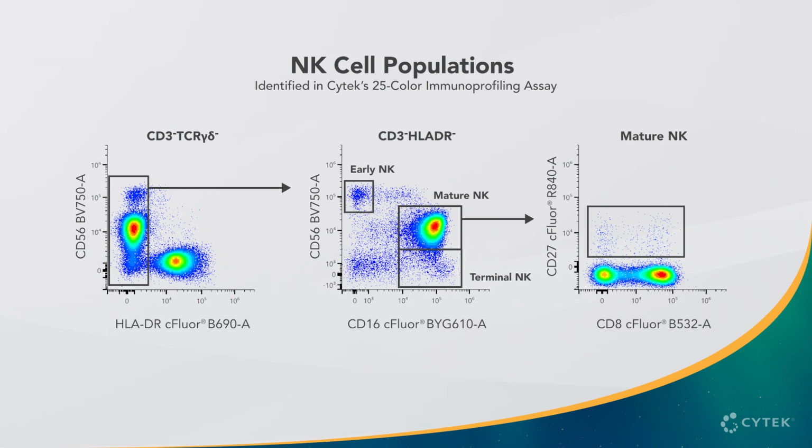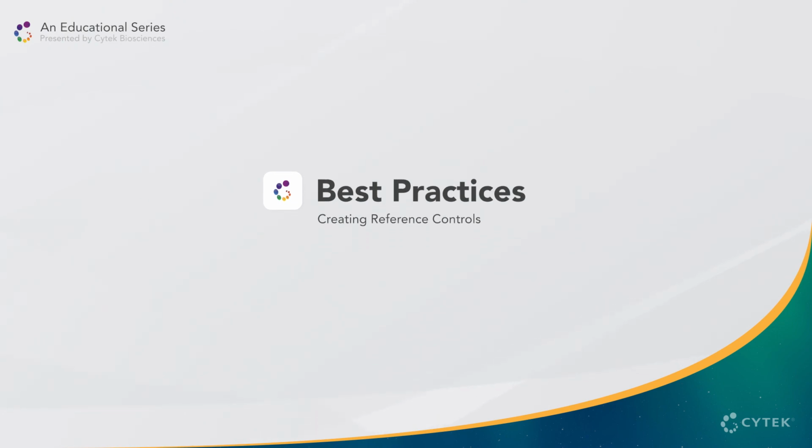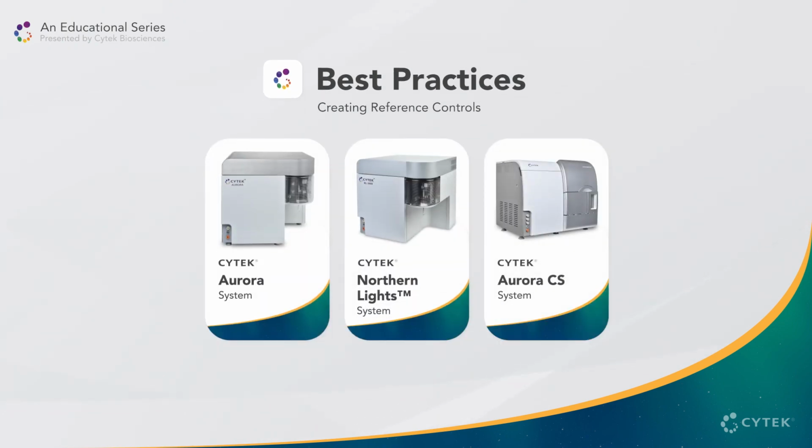This in-depth analysis within a 25-parameter assay is made possible by the use of accurate reference controls, following the guidelines discussed in this video. With that, we have concluded this lesson on the best practices for creating reference controls with the Cytek Aurora, Northern Lights, and Aurora CS.